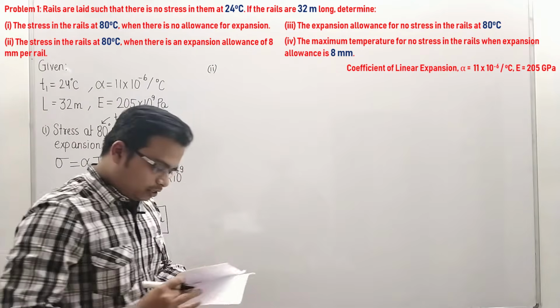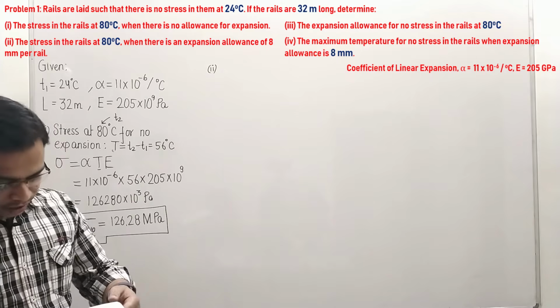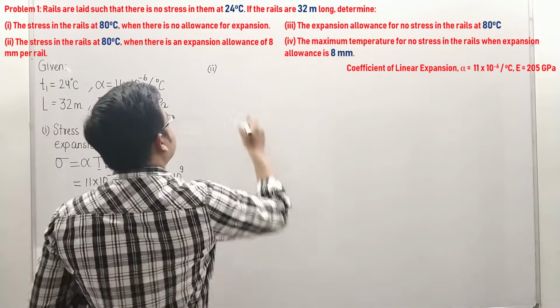Okay, what is the statement? The statement is: the stress in the rails at 80 degrees Celsius when there is an expansion allowance of what? 8 mm.